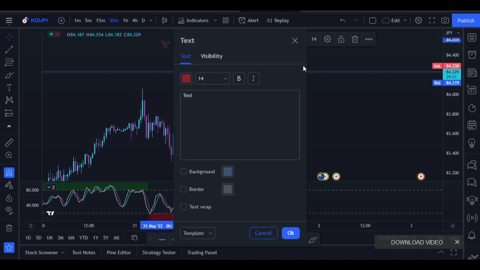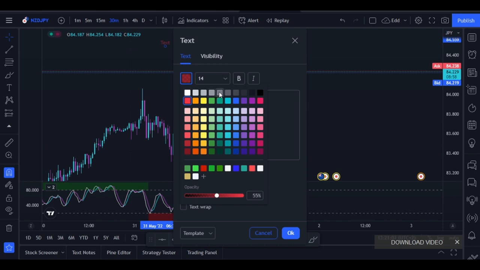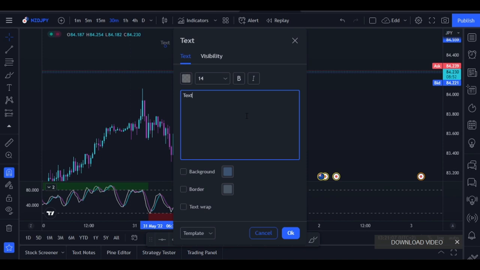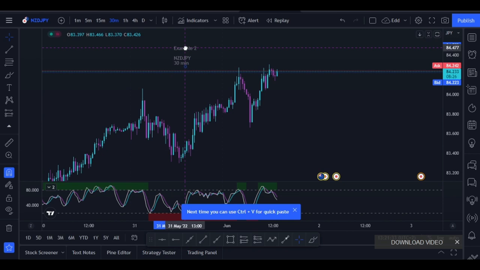Example number 2. Let's just type this. Example number 2, NZDJPY on the 30-minute time frame. Let's just move this there, and brighten this up a little.